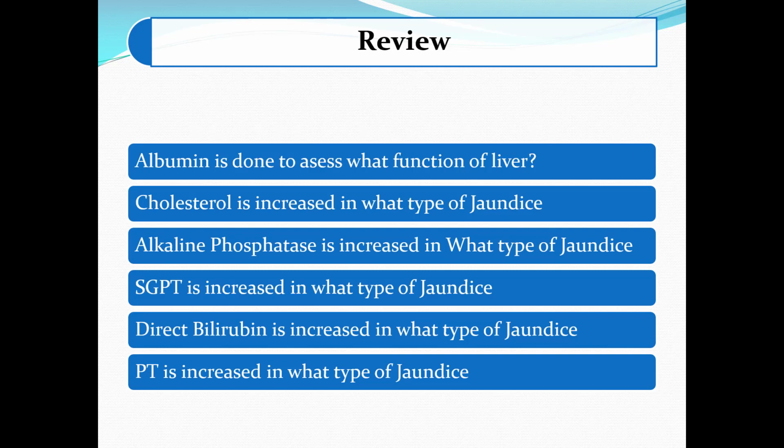So to review, albumin is done to assess the synthetic function of the liver. Cholesterol is increased in post-hepatic jaundice. Alkaline phosphatase is increased in post-hepatic jaundice. SGPT is increased in hepatic jaundice. Direct bilirubin is increased in post-hepatic jaundice. PT is increased in both hepatic and post-hepatic jaundice.